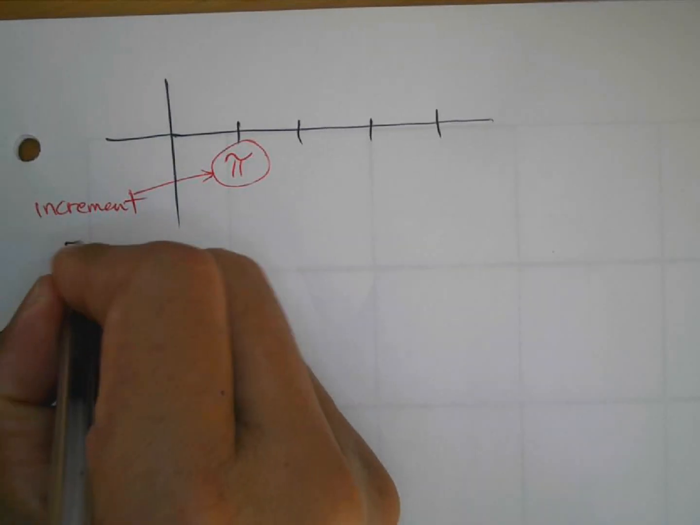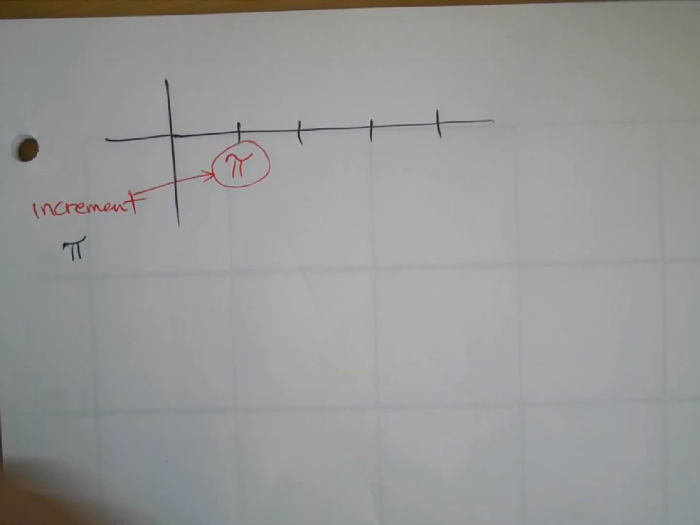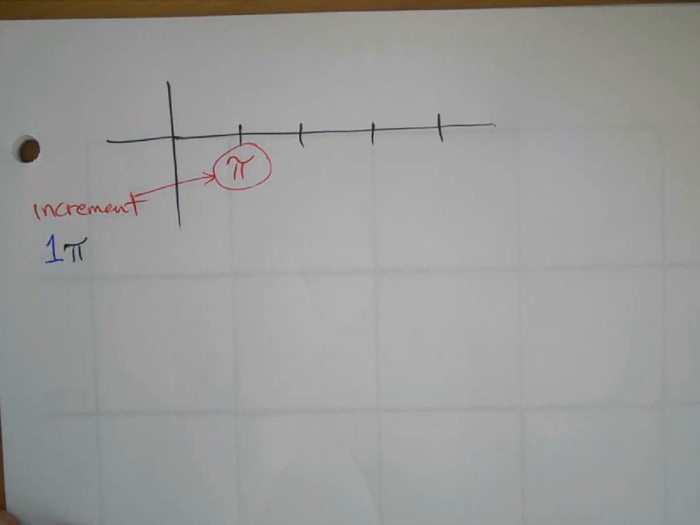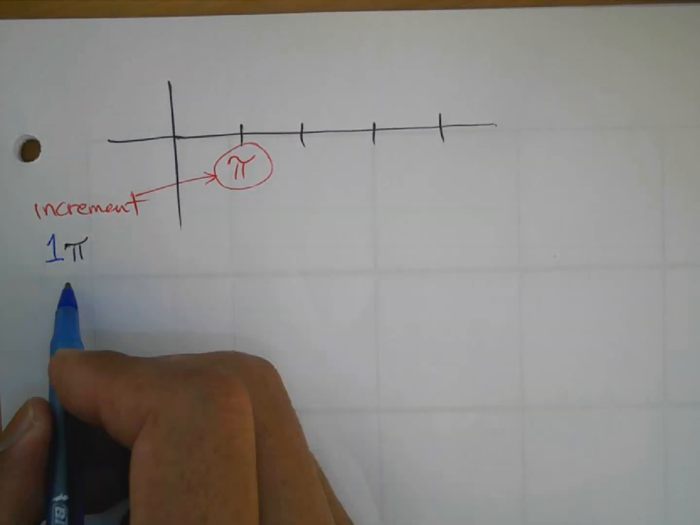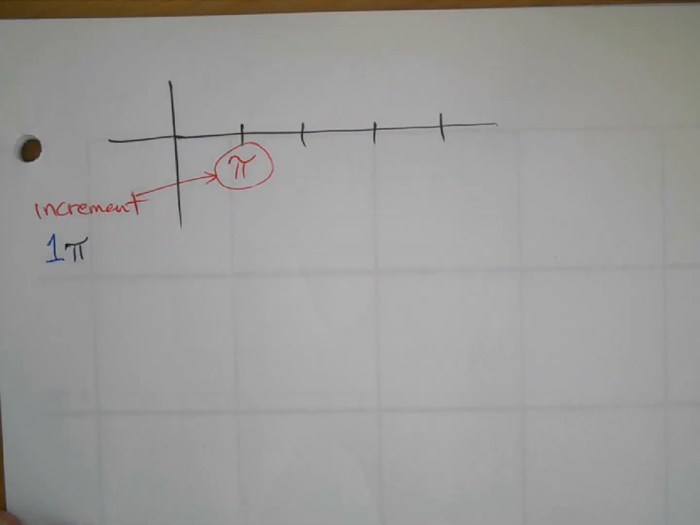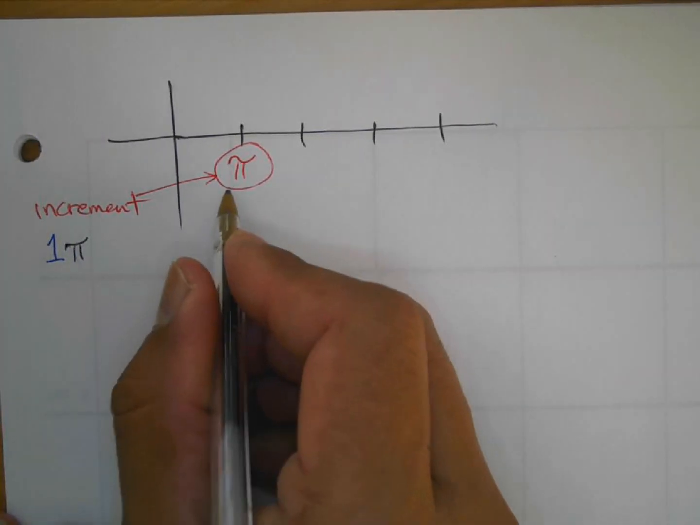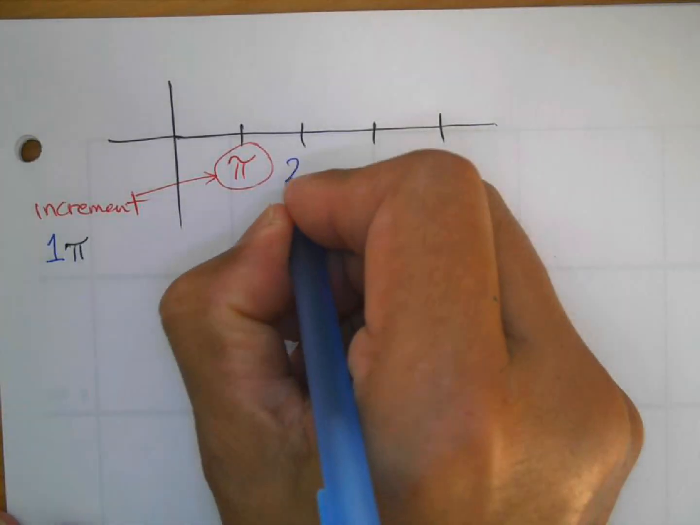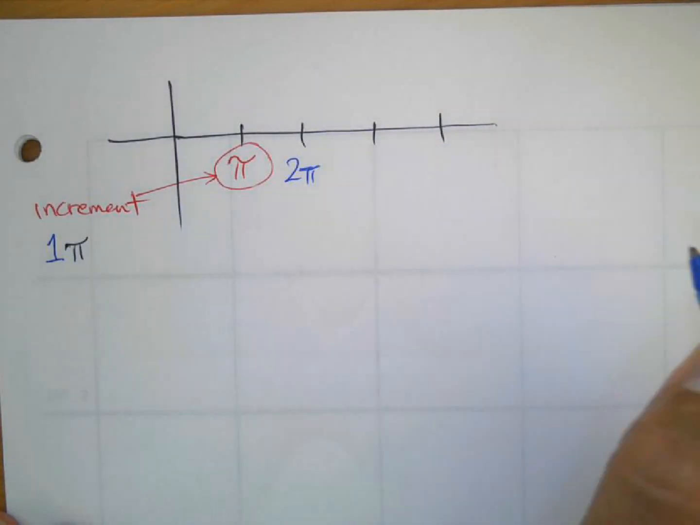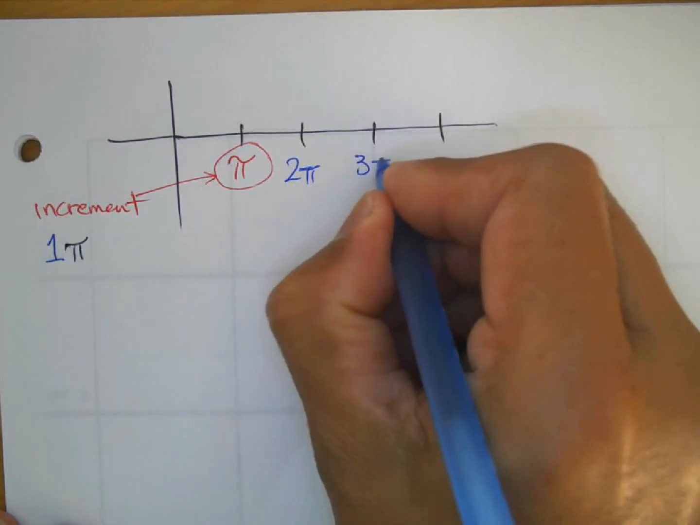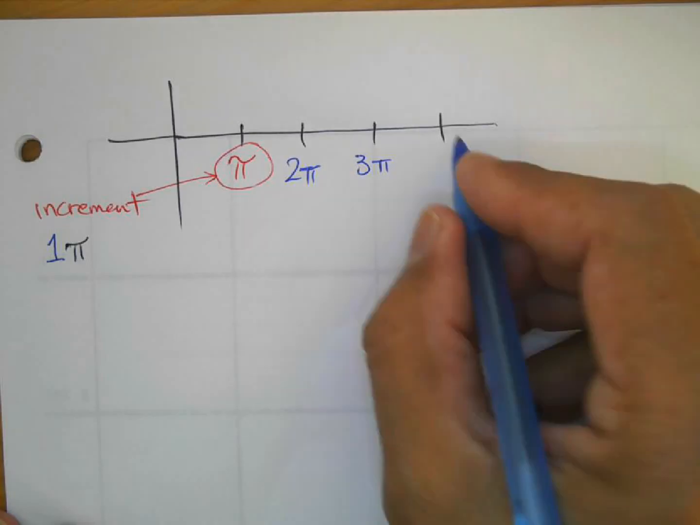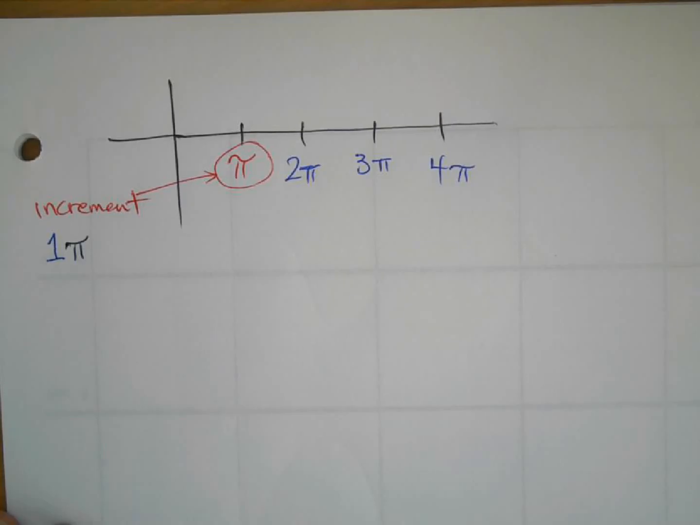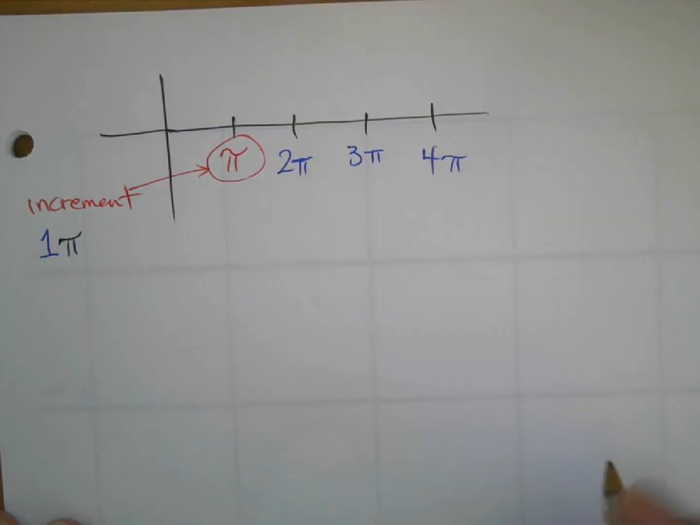Well, when you're looking at pi, what's the number here in front of pi? 1. This is 1 pi. Pi or just 1 pi, just like when you have x, it's 1x. So that means you're counting by ones. So the next one's going to be what? Well, 2 pi. Next one's going to be 3 pi. Next one's going to be 4 pi. Okay, that was simple. Next one.